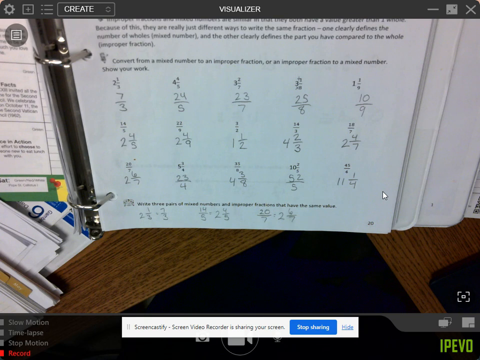All right, then it says write 3 pairs of mixed numbers and improper fractions that have the same value. So I picked 2 1/3 equals 7/3. 14/5 equals 2 4/5. 27 equals 2 6/7. Does it matter what improper fraction you picked or what mixed number you picked? Nope, as long as they equal the same value. Is there anybody who has one that they want to check to make sure they did it correctly? Or are you feeling confident about yours?